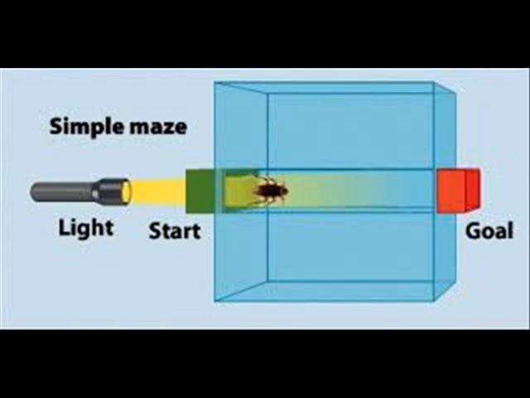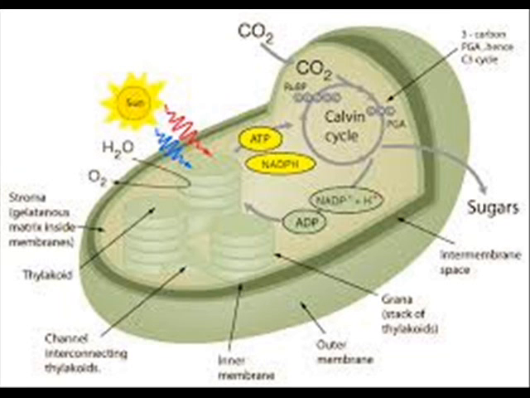Negative phototaxis, or movement away from a light source, is demonstrated in some insects such as cockroaches. Positive phototaxis, or movement towards a light source, is advantageous for phototropic organisms as they can orient themselves most efficiently to receive light for photosynthesis.